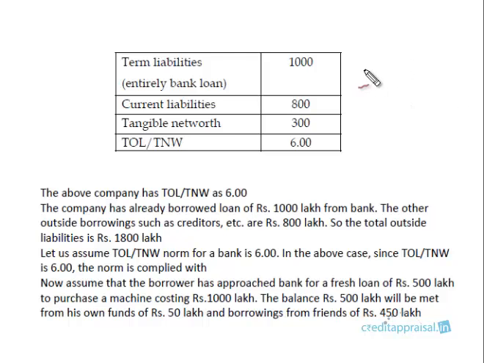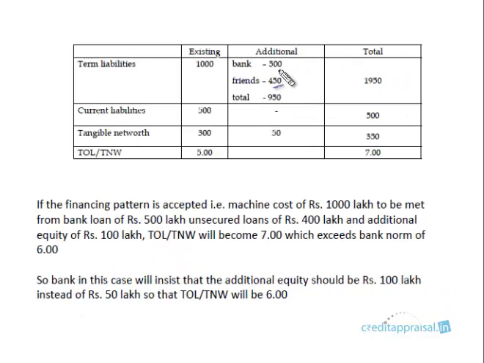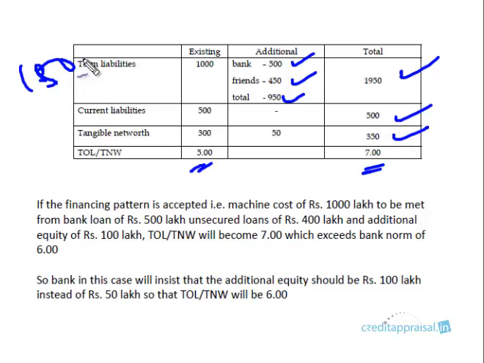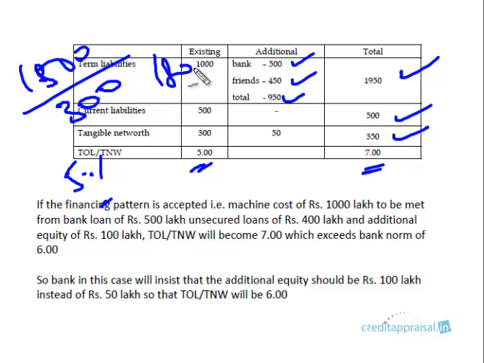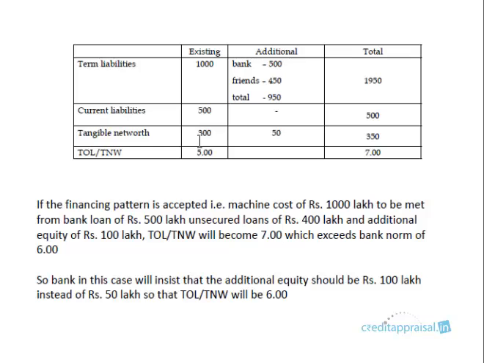If you take up this proposal, this is what is going to happen. Additional 500 lakhs, unsecured loans 450 lakhs, total 950 lakhs is the additional term liabilities. So total for the next year it will be 1950 term liabilities. Current liabilities, let us assume it is same. Net worth 50 lakhs, additional capital 350. Now you are calculating, you're going to get a TOL by TNW of 7. It's actually 1500 by 300. Okay, so 5:1. I think earlier we calculated 1800 by 300. Okay, so that is not 6:1. It's 5:1. Bank norm is 6:1. So existing is 5:1, which is as per the bank norm.